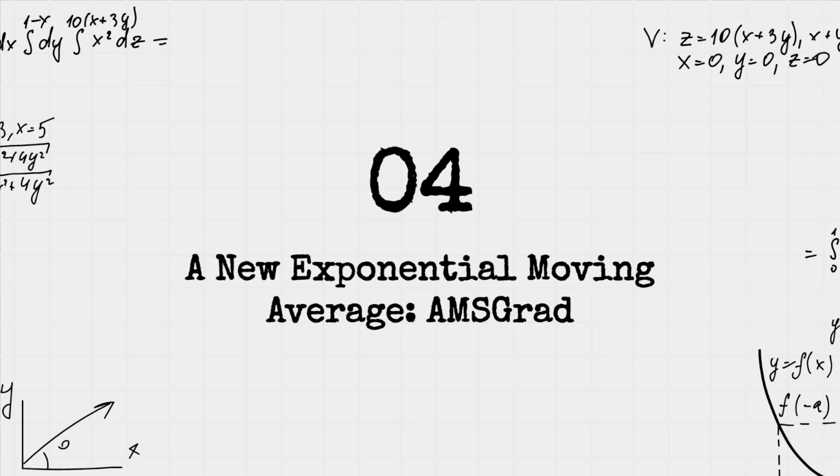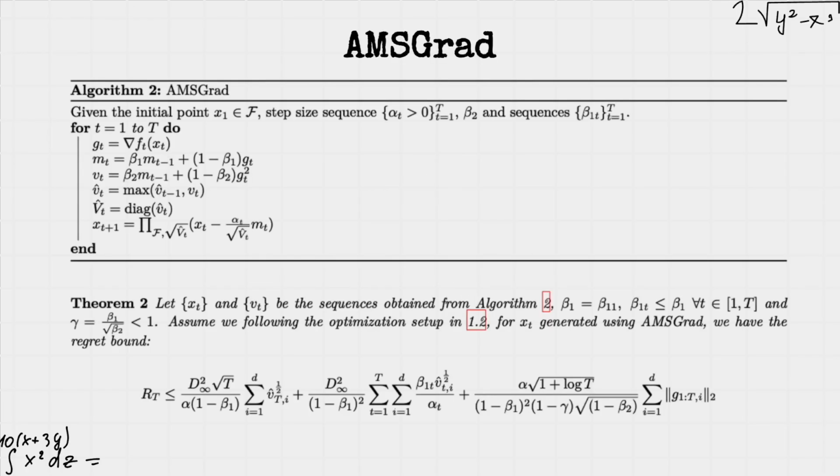So after all these introductions showing that Adam is not correct and diverges, we are finally introducing a new exponential moving average algorithm, AMSGrad. By giving a temporally related sequence beta 1 and a constant beta 2 satisfying beta 1 over the square root of beta 2 being less than 1, the regret has the following bound. And the step of taking the maximum between v hat t minus 1 and vt actually ensures that the learning rate is non-increasing.